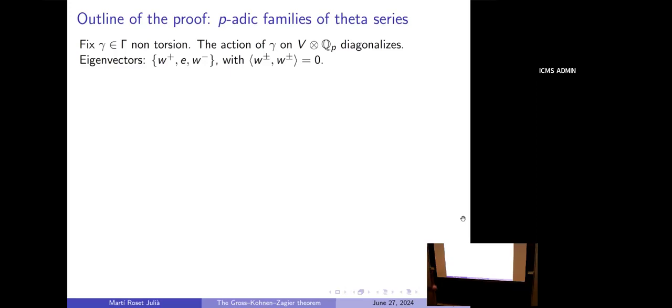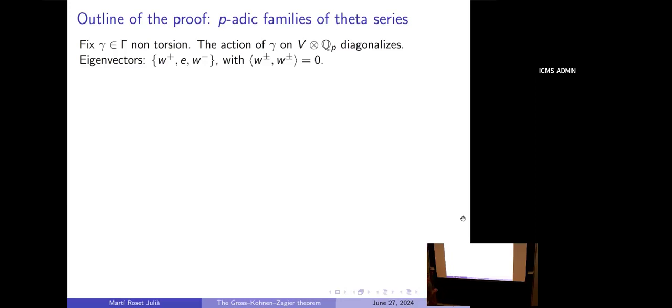So the action of gamma on V tensor QP diagonalizes, and we can take the eigenvectors, which let me denote by W plus, E, and W minus. And I claim that two of these eigenvectors, W plus and W minus, have length 0. This can sound reasonable to you, maybe if you remember that V tensor QP corresponds to matrices of trace 0. So you have to think that E is the diagonal matrix with entries 1 and minus 1, and W plus and W minus are something like a 1 in one corner and a 1 in the other one. So they have length 0. This is just some conjugation of this fact.